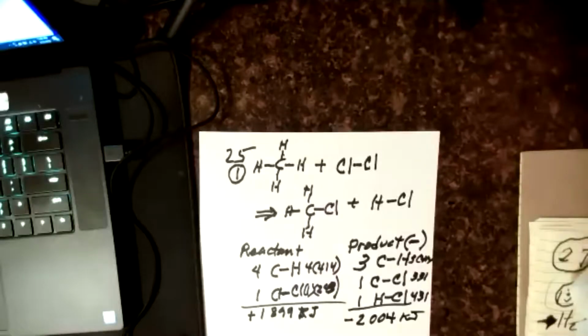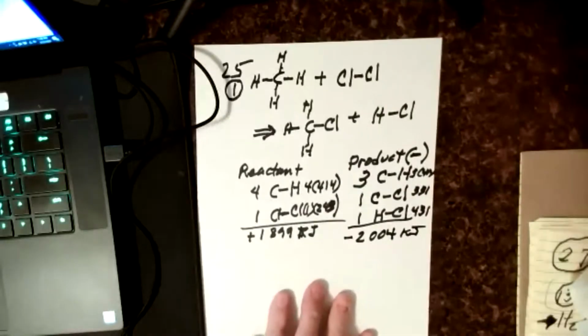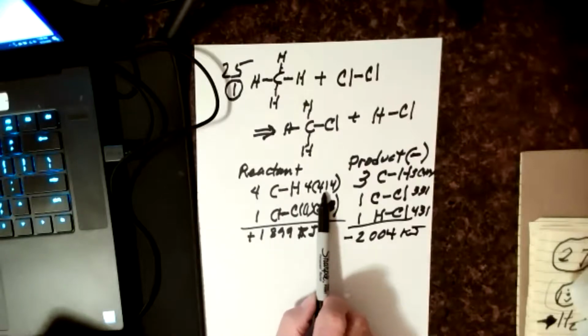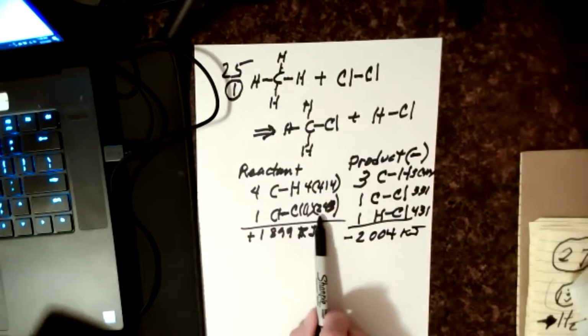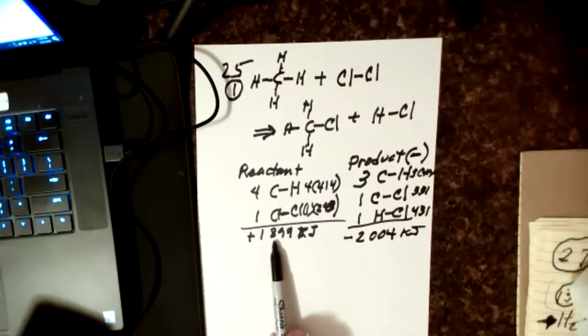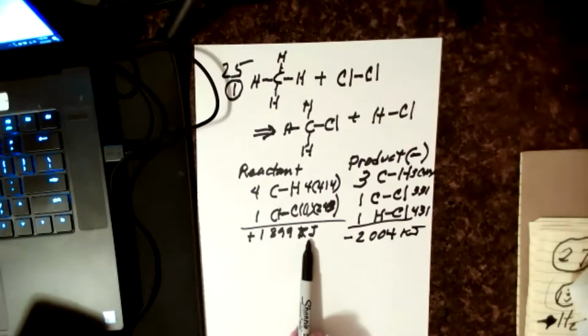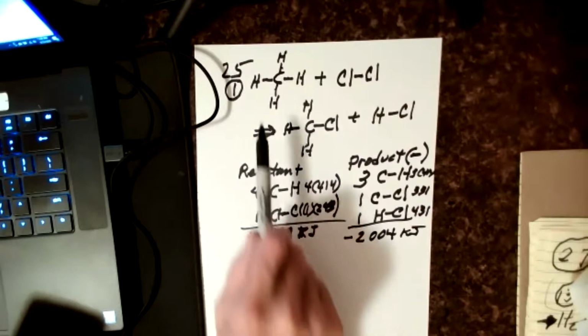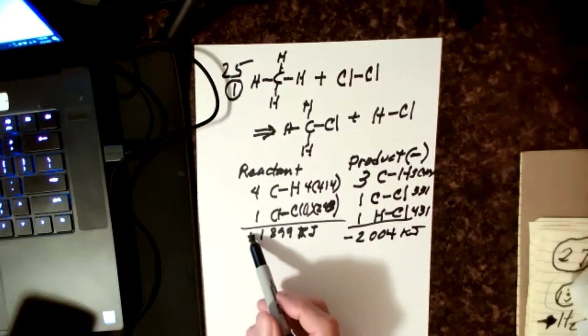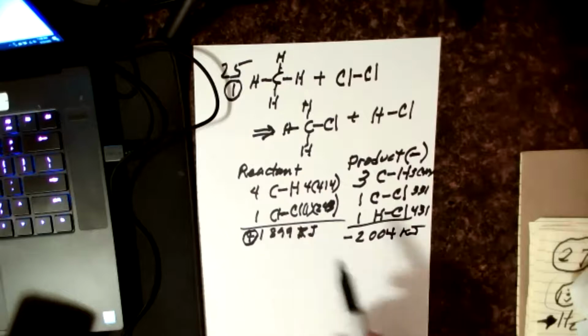I will do that. So here are my numbers. We had 4 times 414, and we had 1 times 243. I added those together. I got 1899 kilojoules of energy in the reactants. And that energy, to break those bonds in the reactants, would cost you energy. You'd have to put energy in to do that.